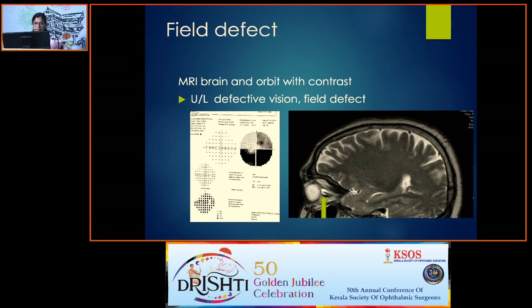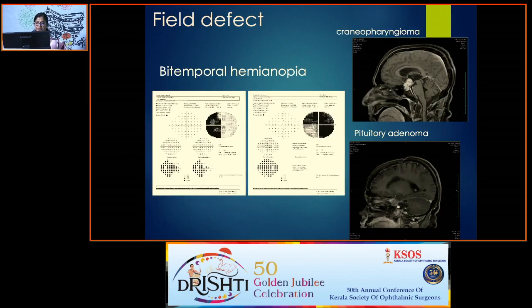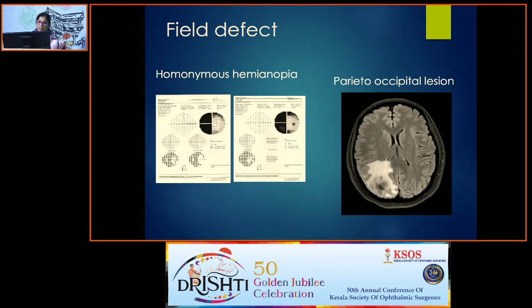So here it is an inferior altitudinal defect, and MRI shows an enhancing lesion close to the optic nerve. If it is bitemporal hemianopia, the lesion is in the chiasmal area. The craniopharyngioma and pituitary adenoma are the common lesions causing chiasmal compression. And if it is homonymous hemianopia, the lesion is in the optic tract or optic radiation.